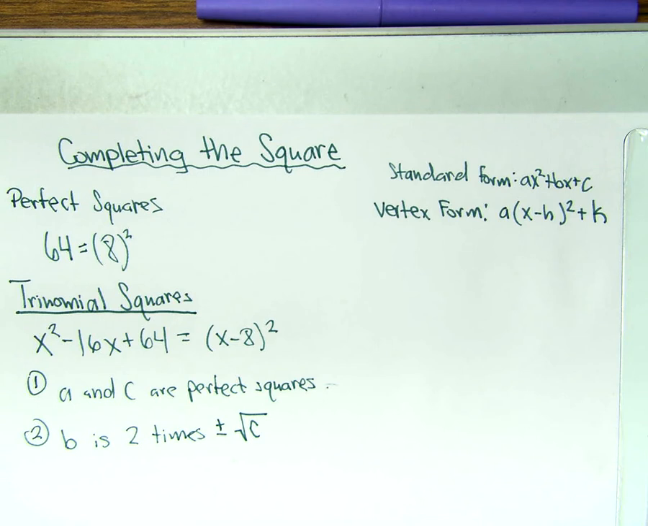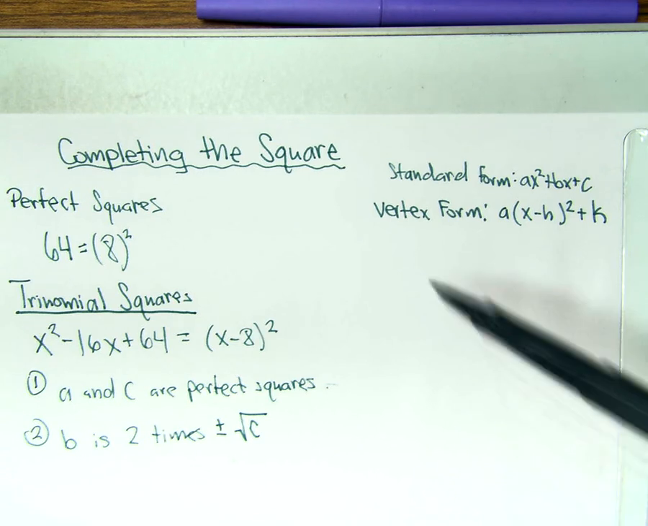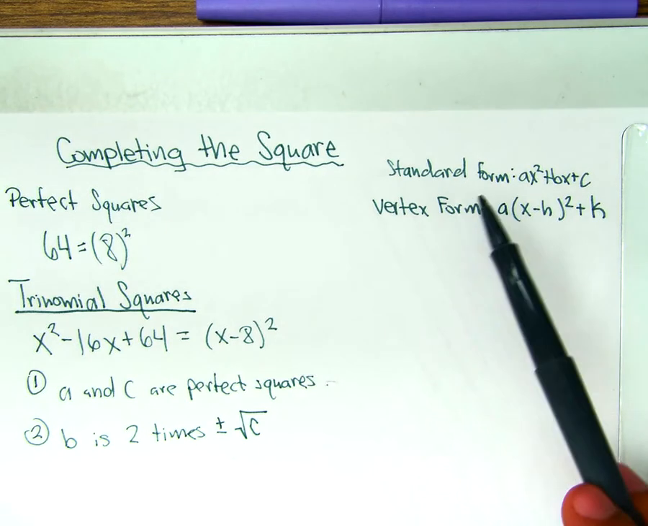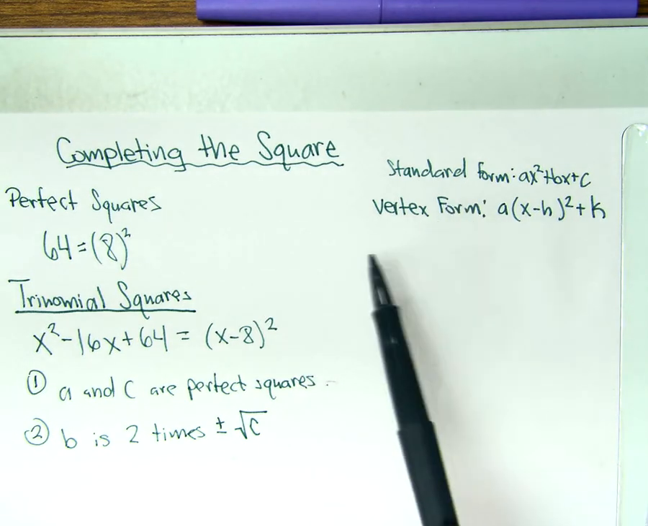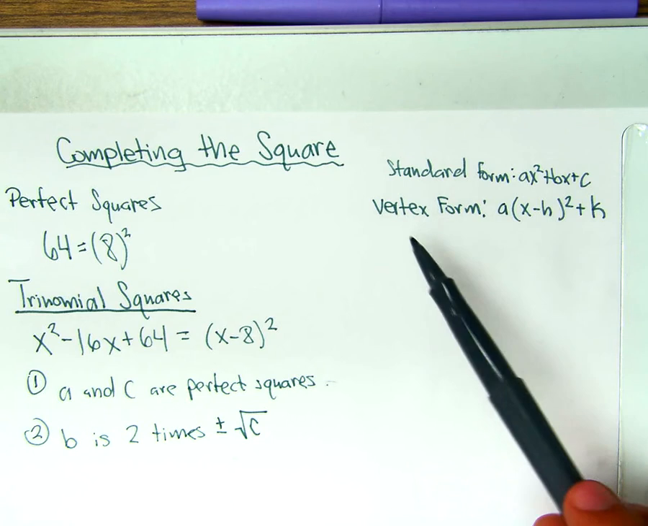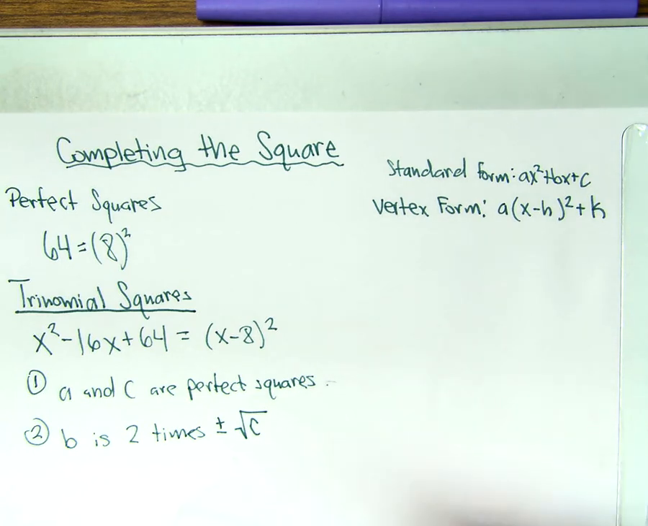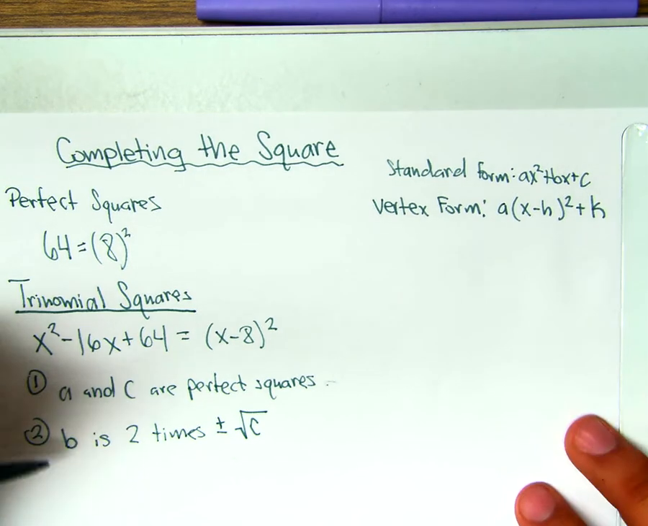Alright? I don't know if I mentioned it, but the main reason we're going to learn completing the square is to write standard form as vertex form, to convert these two, okay? But before we do that, we're going to learn how to solve these equations, okay?